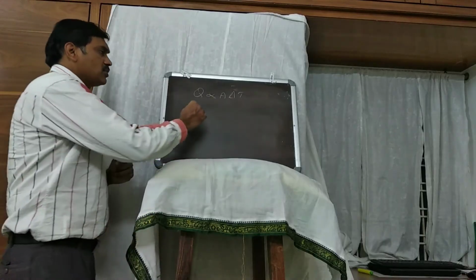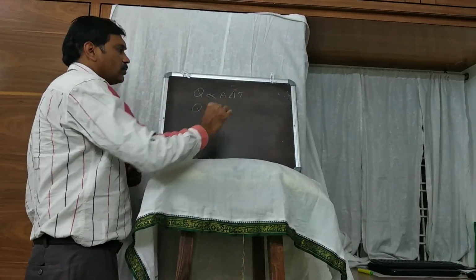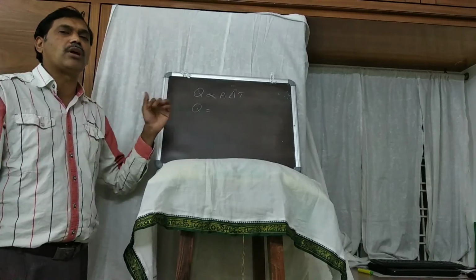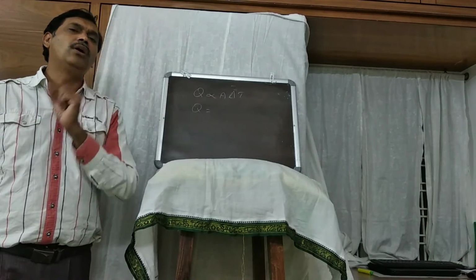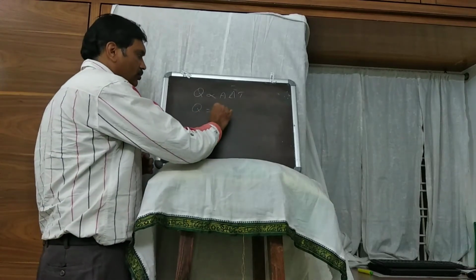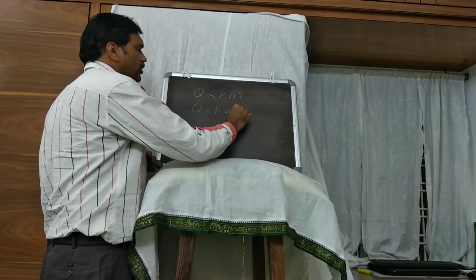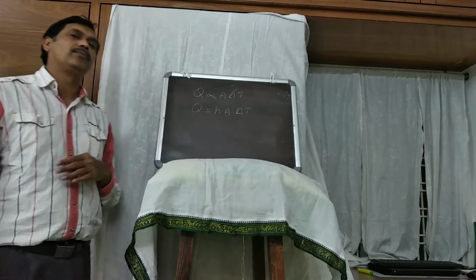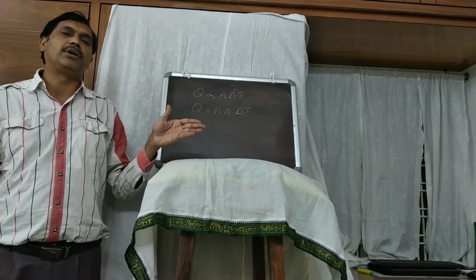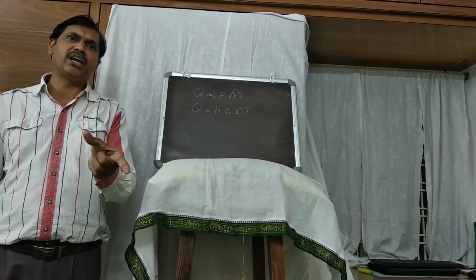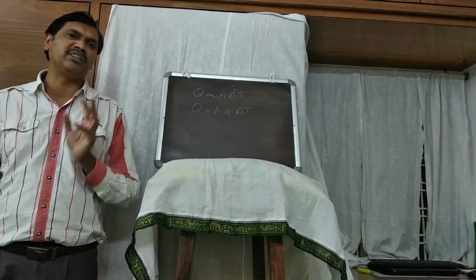If you remove the proportionality constant, Q is equal to, instead of K as in solids, here one more term is there, that is called the heat transfer coefficient. Q is equal to hA delta T. This is the main important parameter, the heat transfer coefficient H. We are not having any control over this.